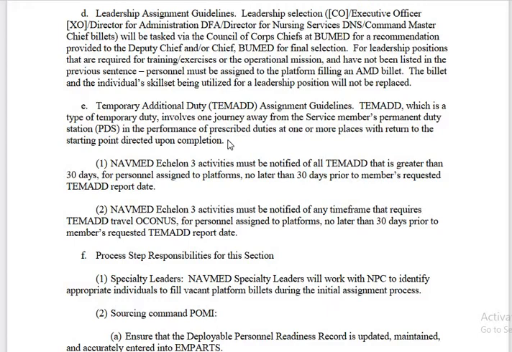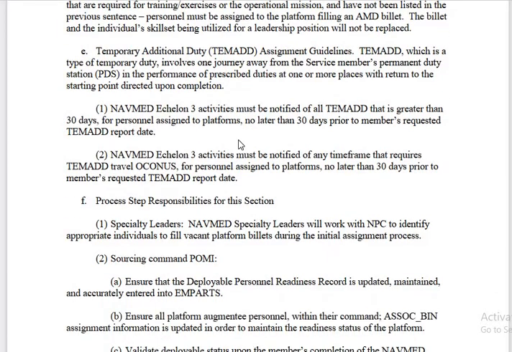Temporary additional duty just defines that. So Echelon 3 activities must be notified of all temporary additional duty that's greater than 30 days for personnel assigned to platforms, no later than 30 days before the requested start date. So just make sure that gets routed up.